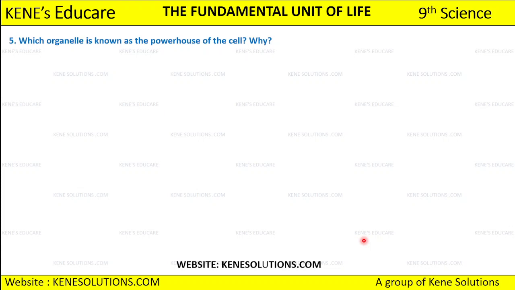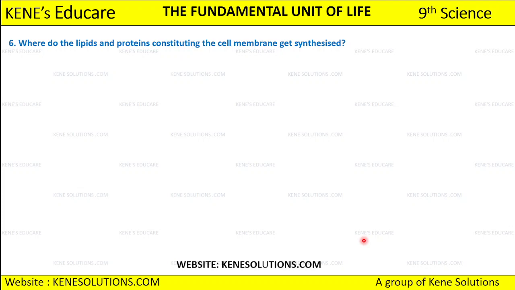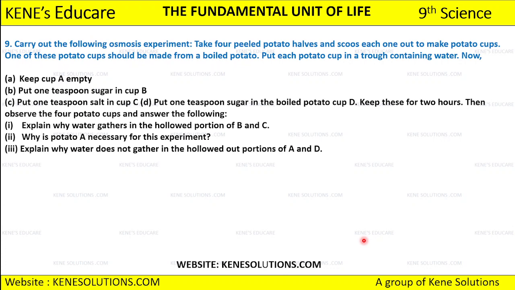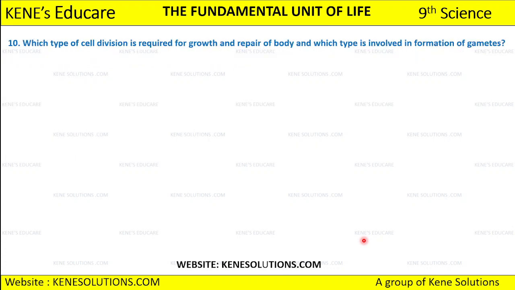Okay, then which organelle is known as the powerhouse of the cell and why, this you will come to know in the next part. Then where do the lipids and proteins that constitute the cell membrane get synthesized, how does amoeba obtain its food, we have already discussed this, right? What is osmosis, we have already discussed this. Then we have this one activity which we will be discussing at that time itself. And the last question that we have here is, which type of cell division is required for growth and repair of the body, and which type of cell division is involved in the formation of gametes. This also you will come to know in the next class.